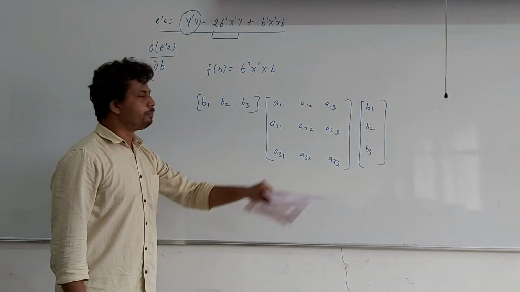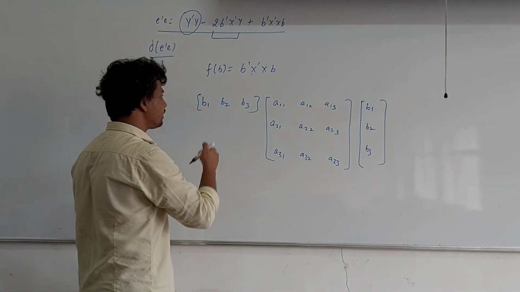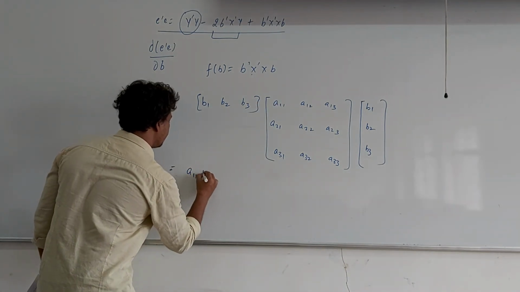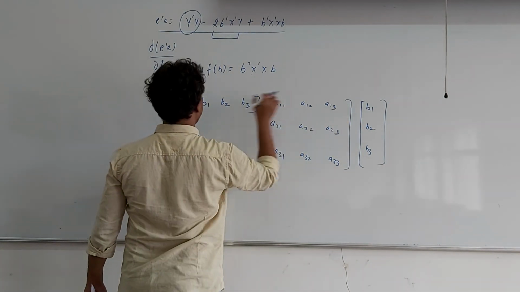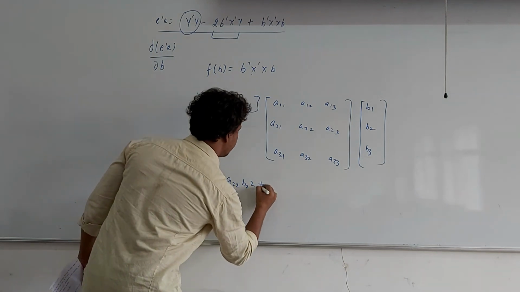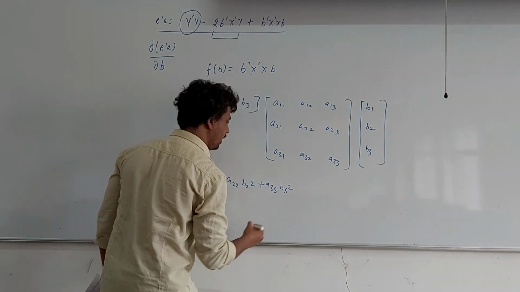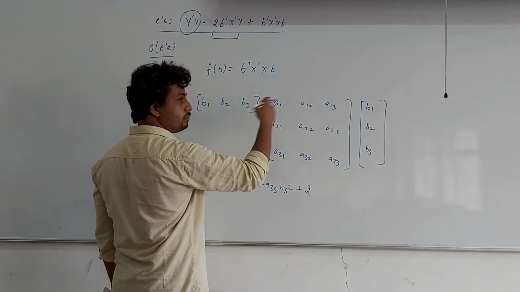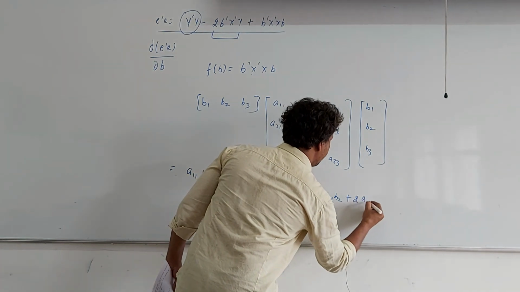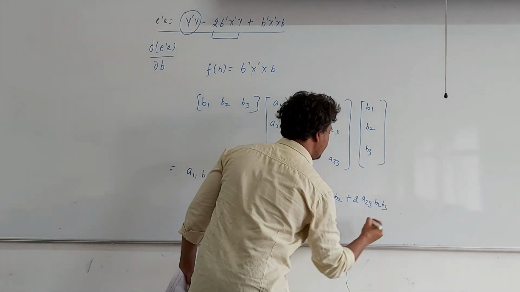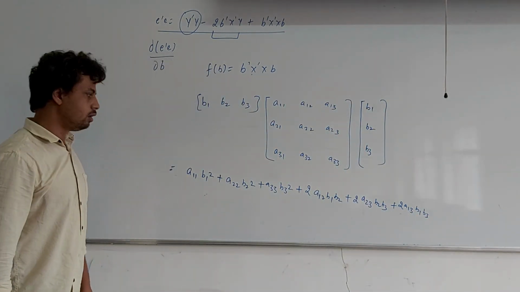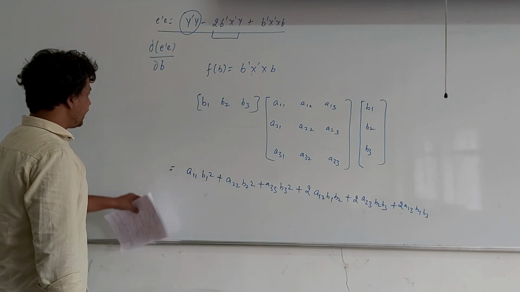Now if you multiply this vector and matrices and write it as expression terms, what you'll get is A11 B1 square, A22 B2 square, plus A33 B3 square, plus twice of A12 B1 B2, plus twice of A23 B2 B3, plus twice of A13 B1 B3. Now this is my term.